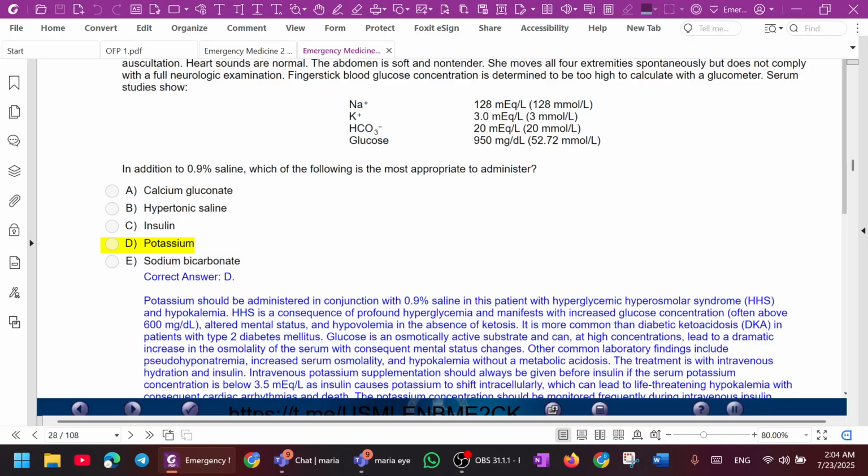Hypertonic saline is not appropriate for this patient and could potentially worsen her condition. Hypertonic saline is typically reserved for patients with increased intracranial pressure and those with severe symptomatic hyponatremia. Insulin is a necessary part of the algorithm for HHS, but when given before potassium, it can result in hypokalemia. So potassium should be given first.